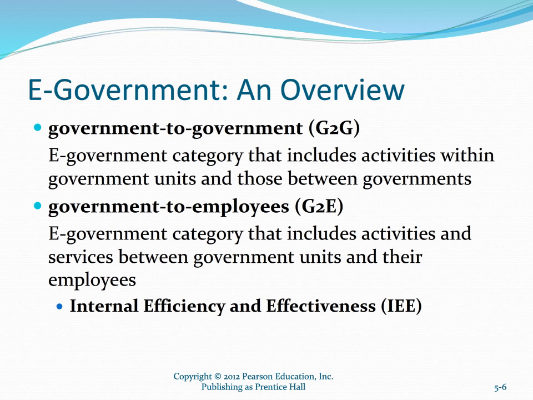Government to employees is another category, G2E, an e-government category that includes activities and services between government units and their employees. Much like an organization that uses e-commerce technologies to allow its employees to log in and check their payroll benefits, things of that nature, you might do the same thing in the government setting, allowing government employees to log in and check their benefits and any other types of information they might have on file with their employer, in this case, the government. Certainly this leads to certain levels of efficiency and effectiveness.